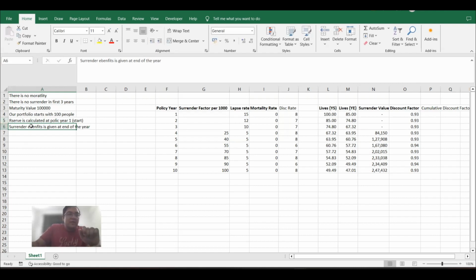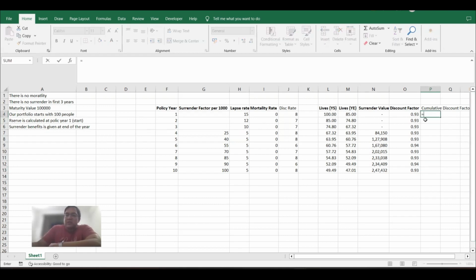Surrender benefit, we have written incorrect spelling for benefit. Surrender benefit is given at the end of the year, right? So from the end of the year, you're coming to the start of the year. That is why it is a discount factor. Now, if you want to calculate the discount factor properly, then for the first one, there is no change, right? So that is the cumulative discount rate.